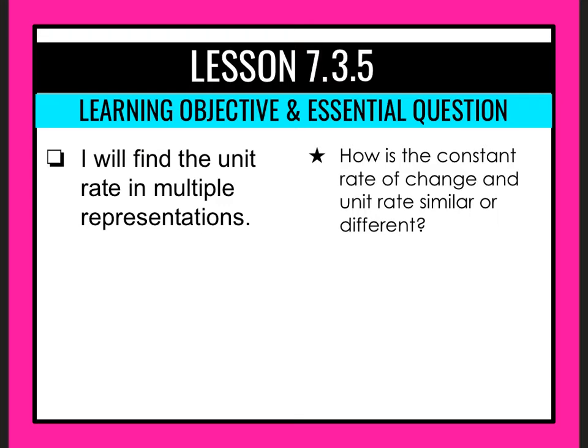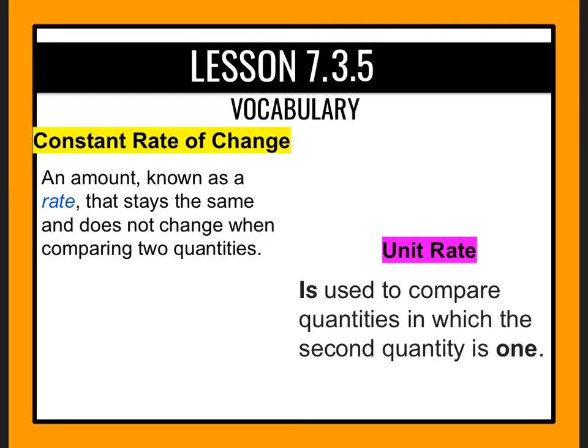Our objective for today is I will find the unit rate in multiple representations. And I want you to think about, well, how is the constant rate of change and the unit rate similar or different? How do they compare? Maybe that's something we will definitely talk about. All right, so constant rate of change we know is that same rate, right? It stays the same, it doesn't change whenever I'm looking at two different quantities.